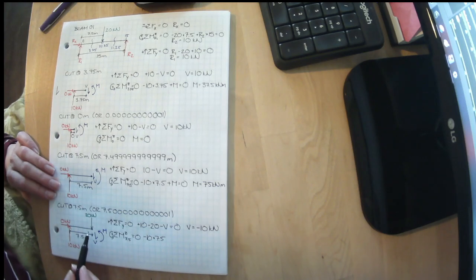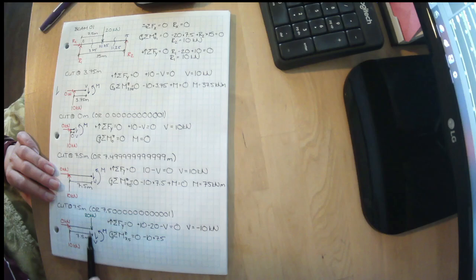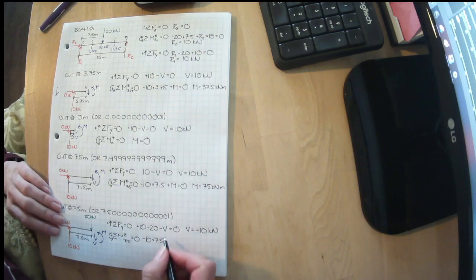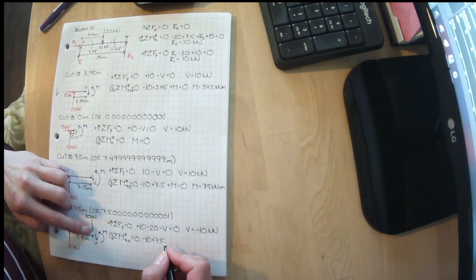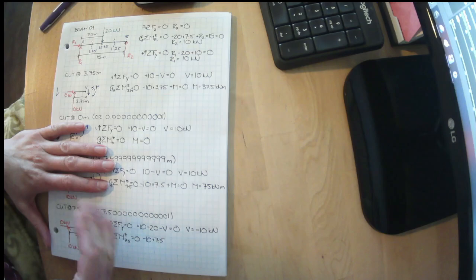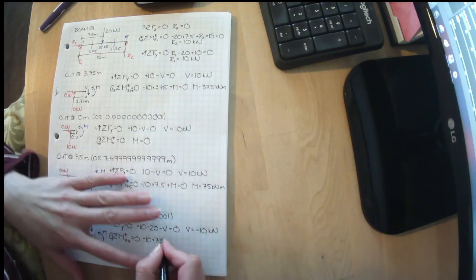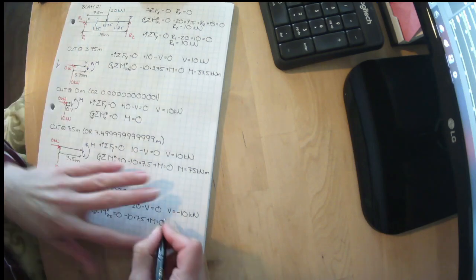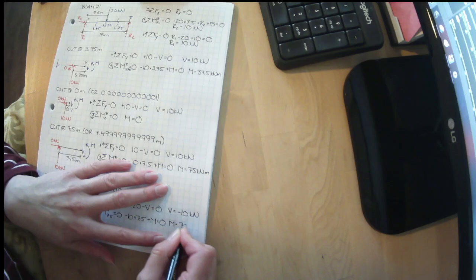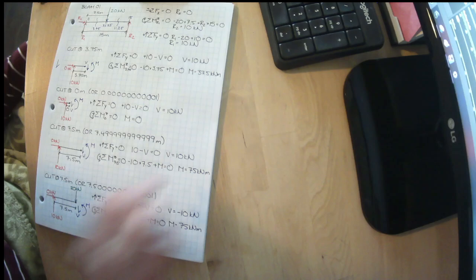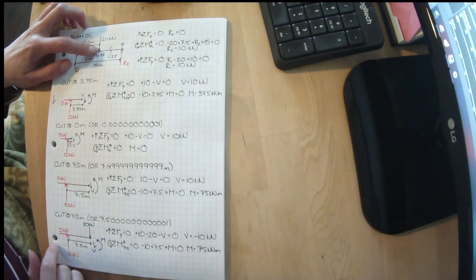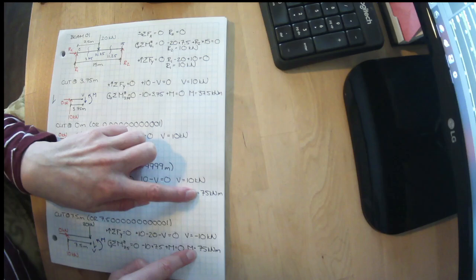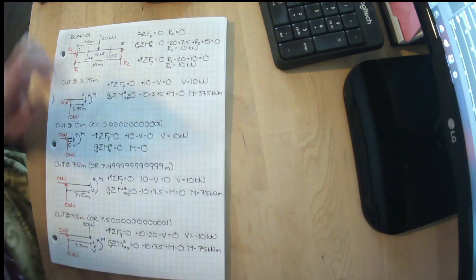7.5. My 20 kilonewtons passes right through the point, and my shear passes right through the point. So essentially, it's 20 kilonewtons times zero. And then I've got my positive moment. I can rearrange this and I get M equals 75 kilonewton meters. So it's the same. So at the point of applied load, my shear switched, but my moment stayed the same.